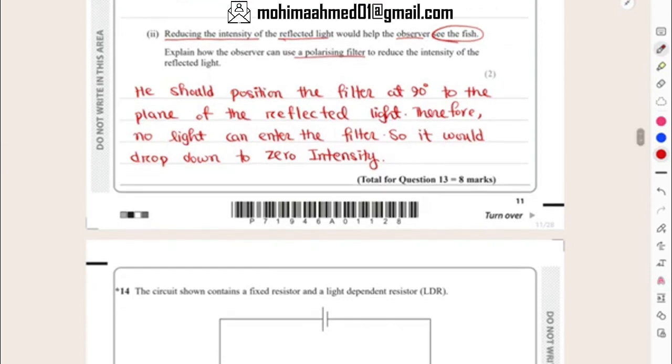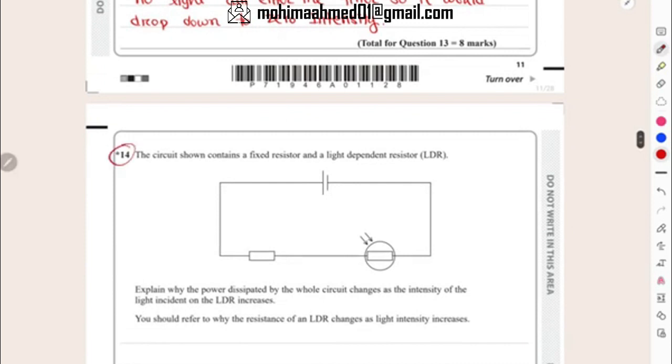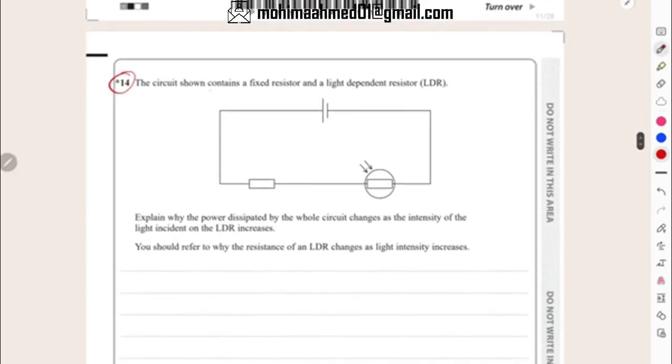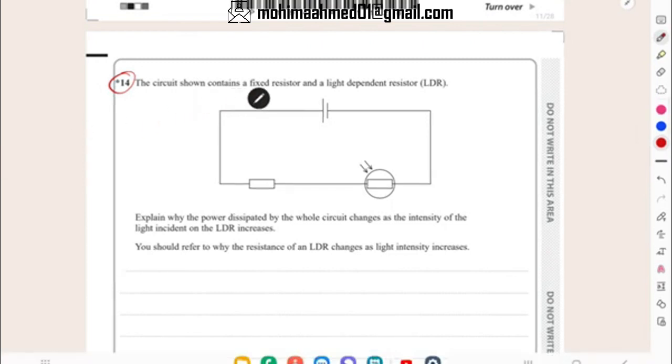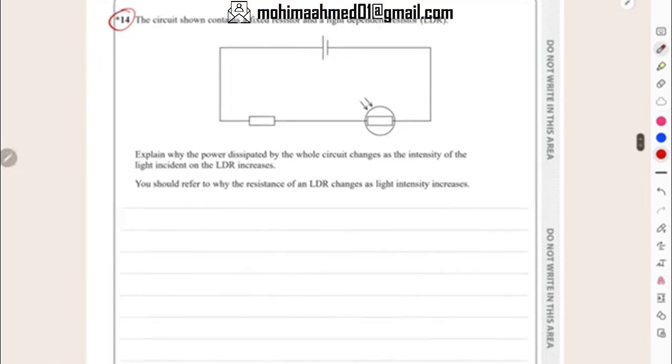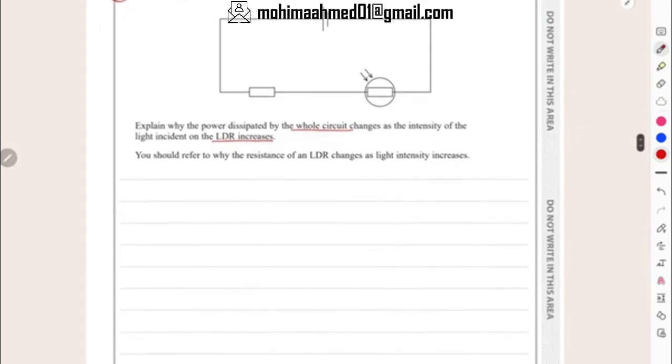We'll move on to question 14, which was the only star mark question from this paper. It says the circuit shown contains a fixed resistor and an LDR connected in series, as we can see, right? Explain why the power dissipated by the whole circuit changes as the intensity of the light incident on the LDR increases. You should refer to how the resistance of an LDR changes as the light intensity increases.